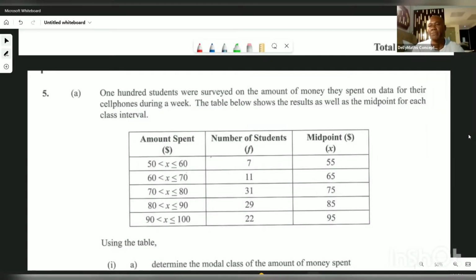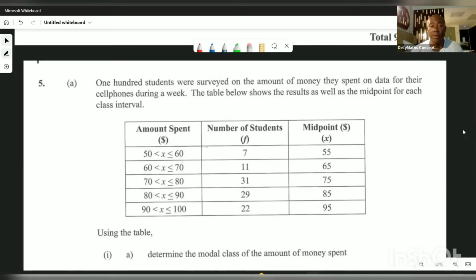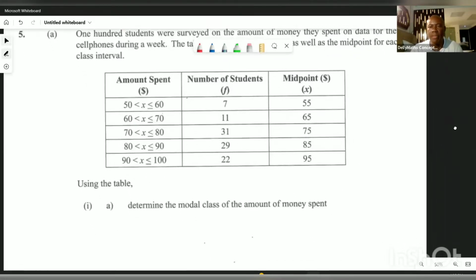So we're looking at question 5, which is 100 students. We want to note that we're dealing with 100 students. It says 100 students were surveyed on the amount of money they spent on data for their cell phone during a week. The table shows the results as well as the midpoint for each class interval.